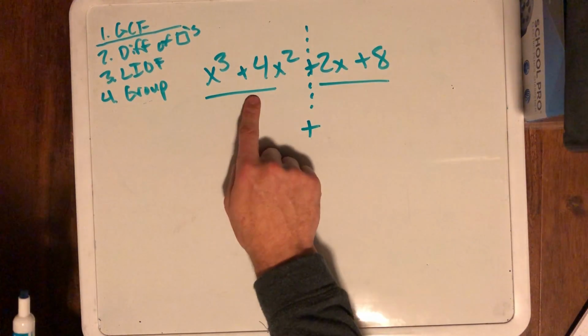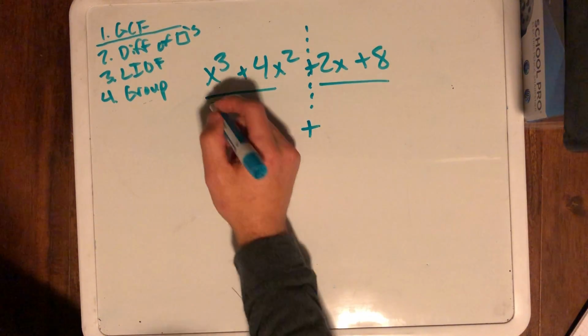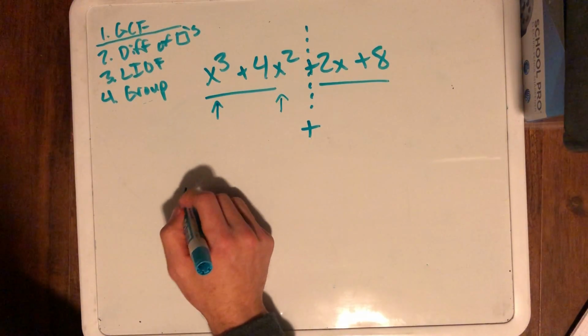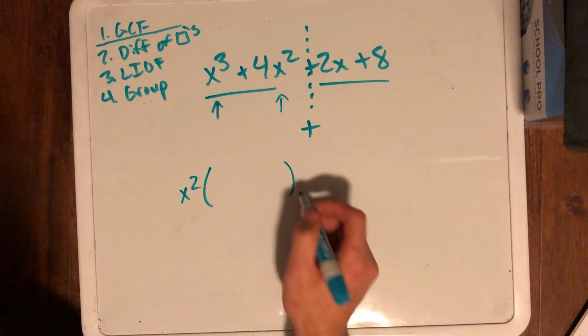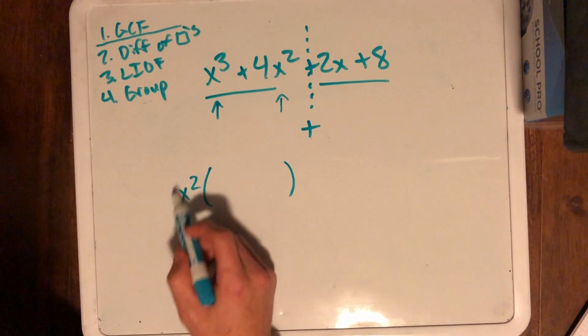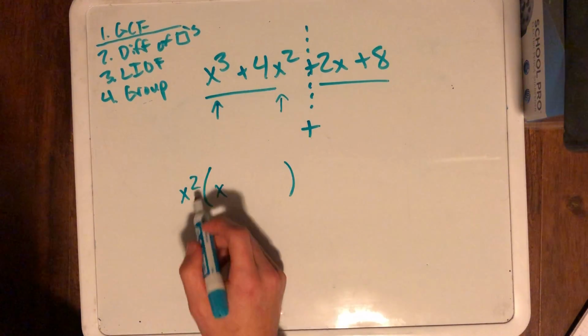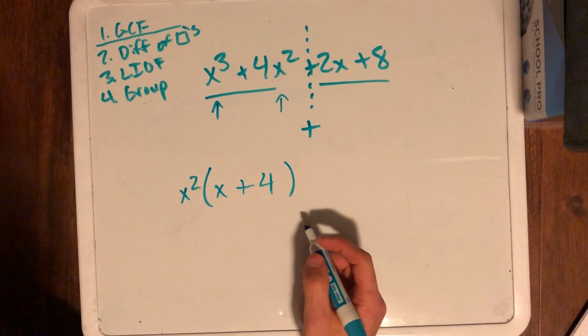We're going to look at x cubed plus 4x squared. Now we want a greatest common factor of these 2 terms. We can see that both terms have an x squared in them, so we can pull out an x squared. And then what's left over, our filling or our guts, if you want to call it that, we're going to divide our x squared into x cubed, which leaves us with an x, and then we're going to divide our x squared into 4x squared, which leaves us with a positive 4.